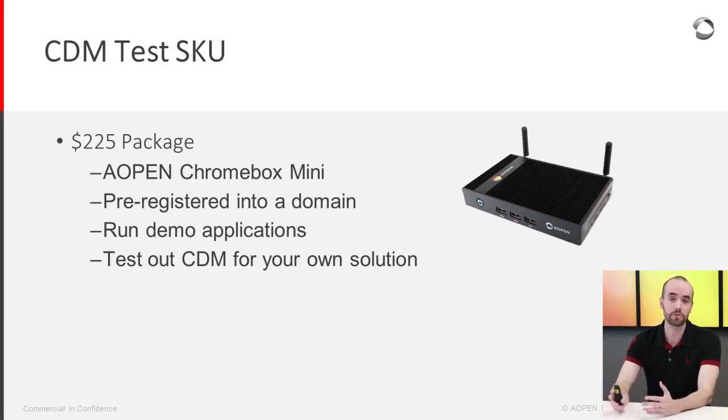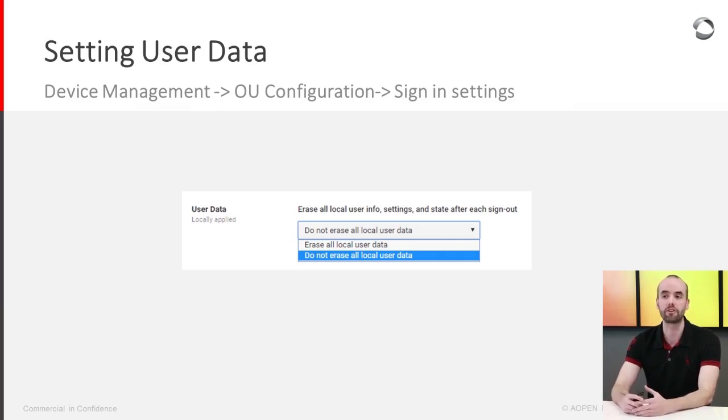The first setting, which is absolutely crucial to most kiosk applications, is under device management in your OU configuration, and it's under user data. The default is to erase all user data, so you need to switch it to do not erase all local user data. Most solutions require the device to identify itself to a cloud server, like a CMS, so you know which menu board goes with what content. If you don't set this, every time you restart the device, it'll ask you to re-register with whatever CMS you're using. Obviously, we don't want that. So that's something you always have to check and make sure it's set correctly, and it can trip people up sometimes.